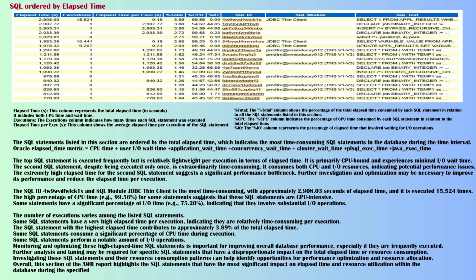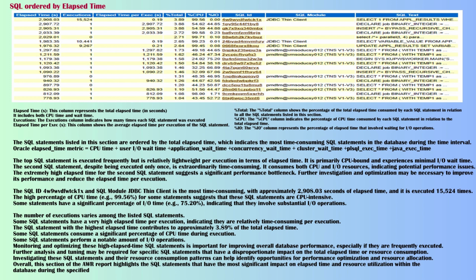Some statements have a significant percentage of I/O time, e.g., 75.2%, indicating that they involve substantial I/O operations. The number of executions varies among the listed SQL statements. Some SQL statements have a very high elapsed time per execution, indicating they are relatively time-consuming per execution. The SQL statement with the highest elapsed time contributes approximately 3.89% of the total elapsed time.